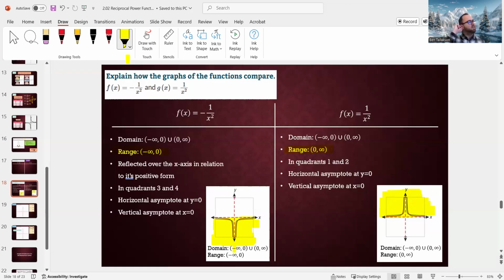So I'm highlighting the range area. Okay, of course that goes up forever over here and down forever over here. Of course, that also means it's in different quadrants, 1 and 2. So I'm highlighting the key differences. This is in 3 and 4. But the asymptotes are in exactly the same places, and it's not reflected.